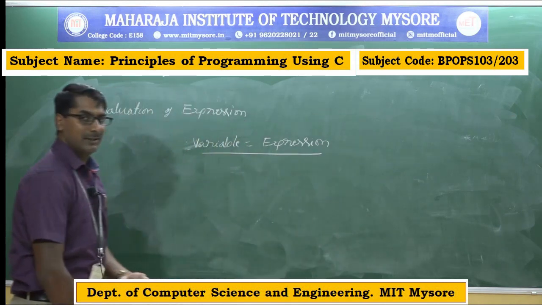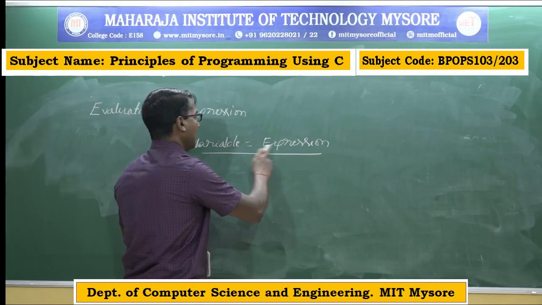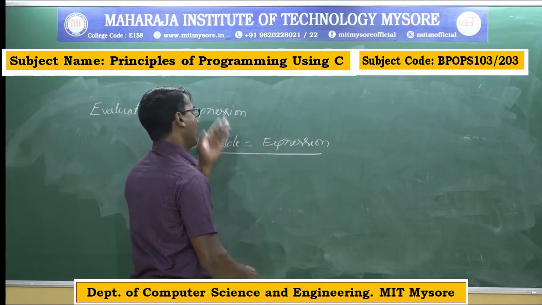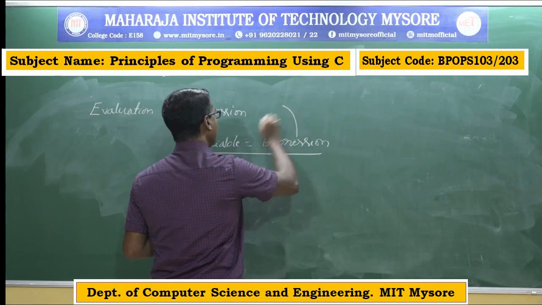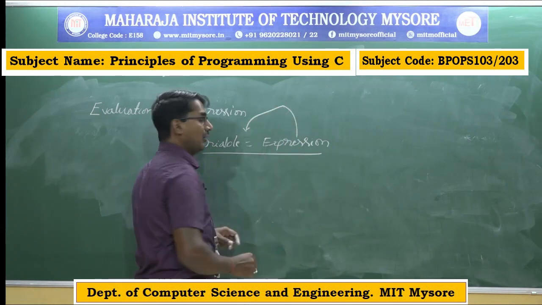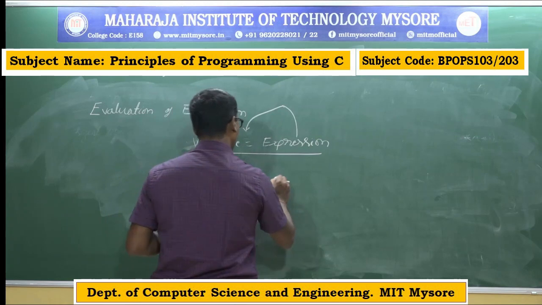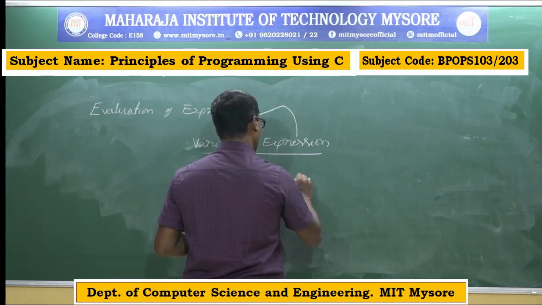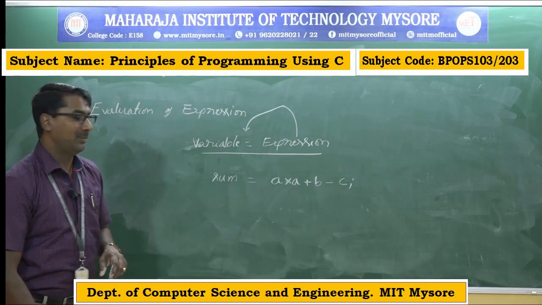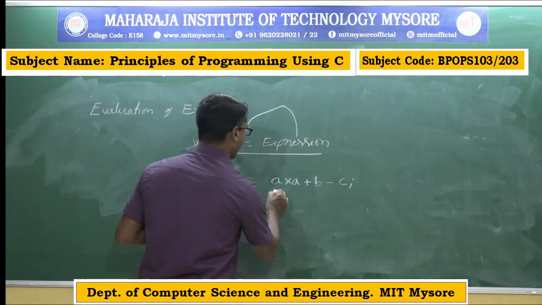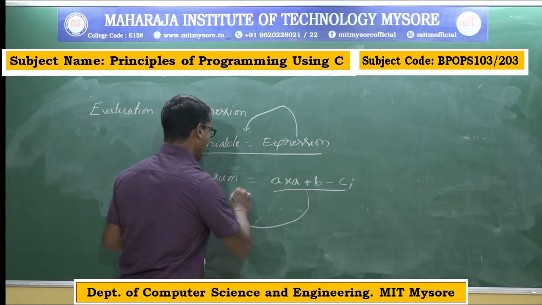Okay, the next is the evaluation of expression. Here the left side is the resultant variable, and the right side is the arithmetic expression. I already mentioned an arithmetic expression is a combination of variables, constants, and operators. First, the expression will be evaluated. Later, the value will be assigned to the variable. Example, I'll write sum is equal to a into a plus b minus c. Now this is the arithmetic expression. First this expression will be evaluated, later the value will be assigned.